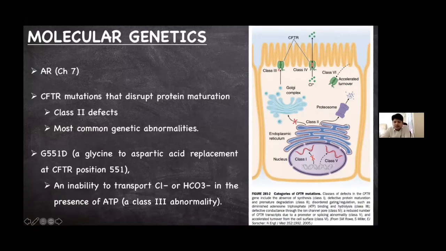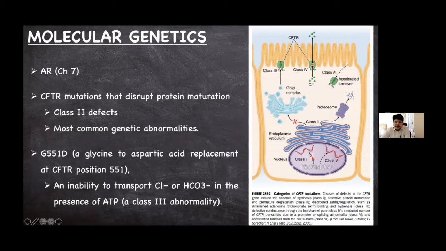So if you see the classes of defect, in class 1, there is a defect in the gene including the absence of synthesis. The synthesis step itself is not being taken care of. So it's a class 1 defect. Second is what we discussed, which is the most common, that is the maturation defect. So defective protein maturation and premature degradation. That's a class 2 defect. Because the protein is not proper, the handling mechanism by the proteasome will degrade it. So you never get the CFTR here because it got degraded. That's the most common problem we get with cystic fibrosis.